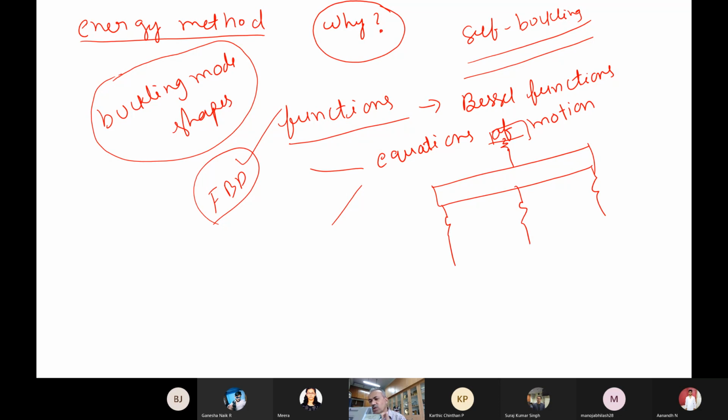To derive the solution is a different issue, quick solution. But to derive the equations of motion itself will be very difficult actually. So that's why these energy methods come into the picture. The main advantage of energy methods is that you can derive even the equation of motion also. That is the most important thing. So you can derive the equation of motion in a very simple format.